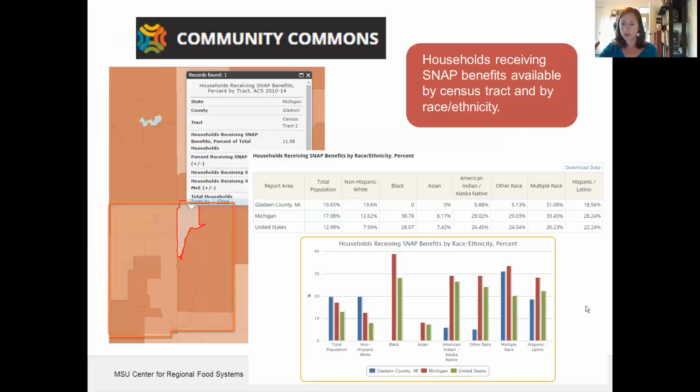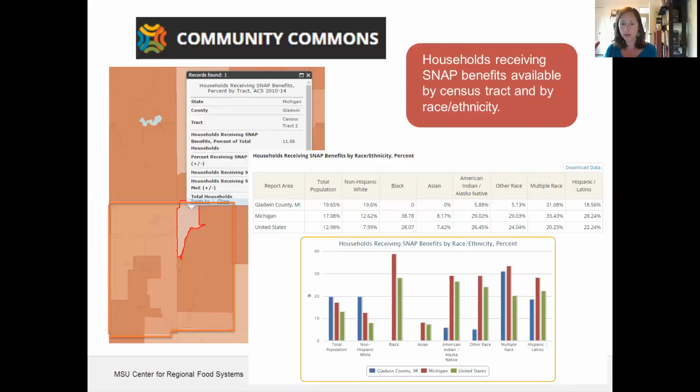Another indicator on Community Commons, which is really nice, is the households receiving SNAP benefits. And I like that one because it's available by census tract. So it's a much finer grain indicator than just a county level, because census tracts are, of course, much smaller. So you can start to see what sub-county variation looks like a little bit. So here the map is clicked on Census Tract 2 within Gladwin County. So you can see there the percent of households receiving SNAP benefits is actually significantly lower than the county as a whole. And then this indicator also provides a breakdown by race and ethnicity. So a good way to just start to hone in a little bit further.